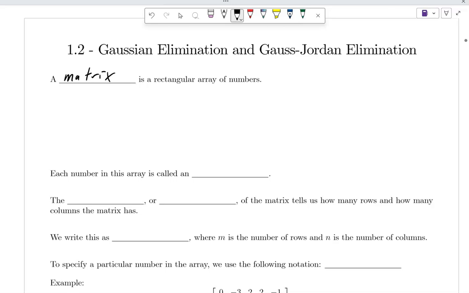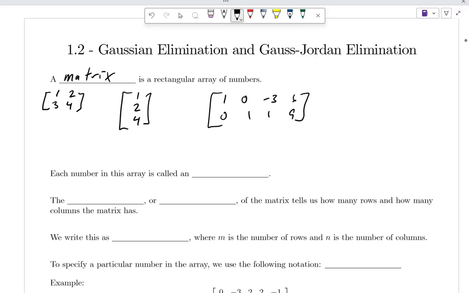There's lots of different ways to make rectangular arrays. Maybe you have some square array like this, but they don't have to be square. Maybe you have something like a vertical column. That's a rectangular array of numbers. Maybe you have something elongated this way. Those are all examples of matrices.